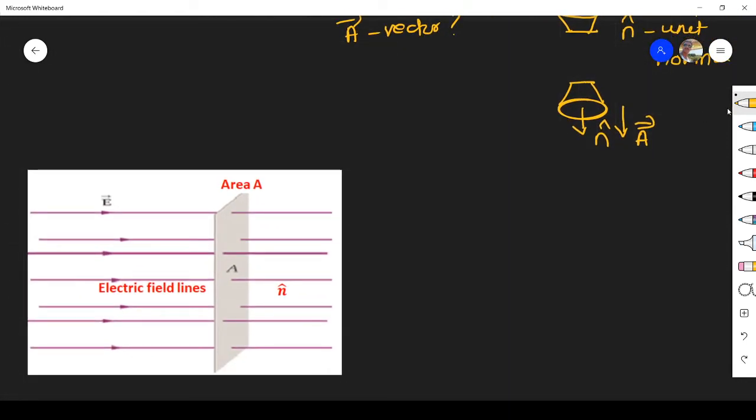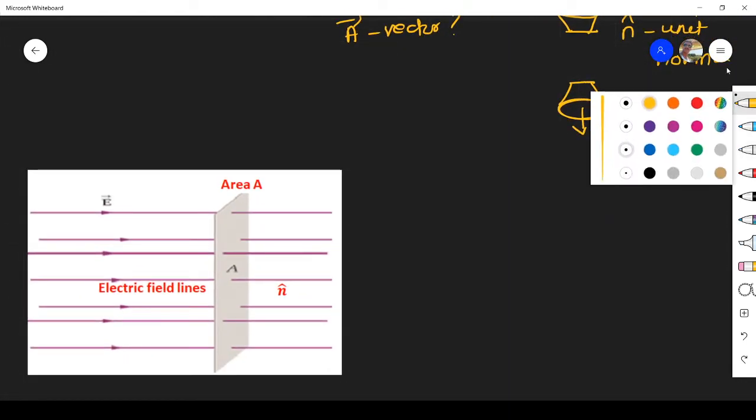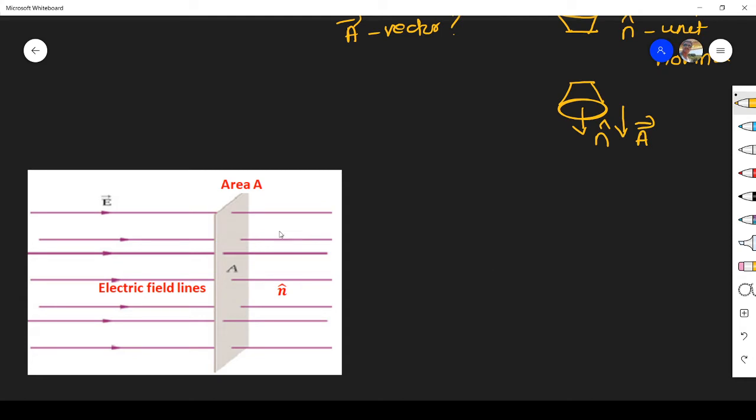See, first condition, as they always say, how to find the electric flux? Number of lines passing through an area which is kept perpendicular to the electric field line. Here the magenta lines are electric field lines, and they are uniform because they are flowing in the same direction. This is the area. I keep the area perpendicular to the electric field lines. So case 1 is, area is kept perpendicular to electric field lines.